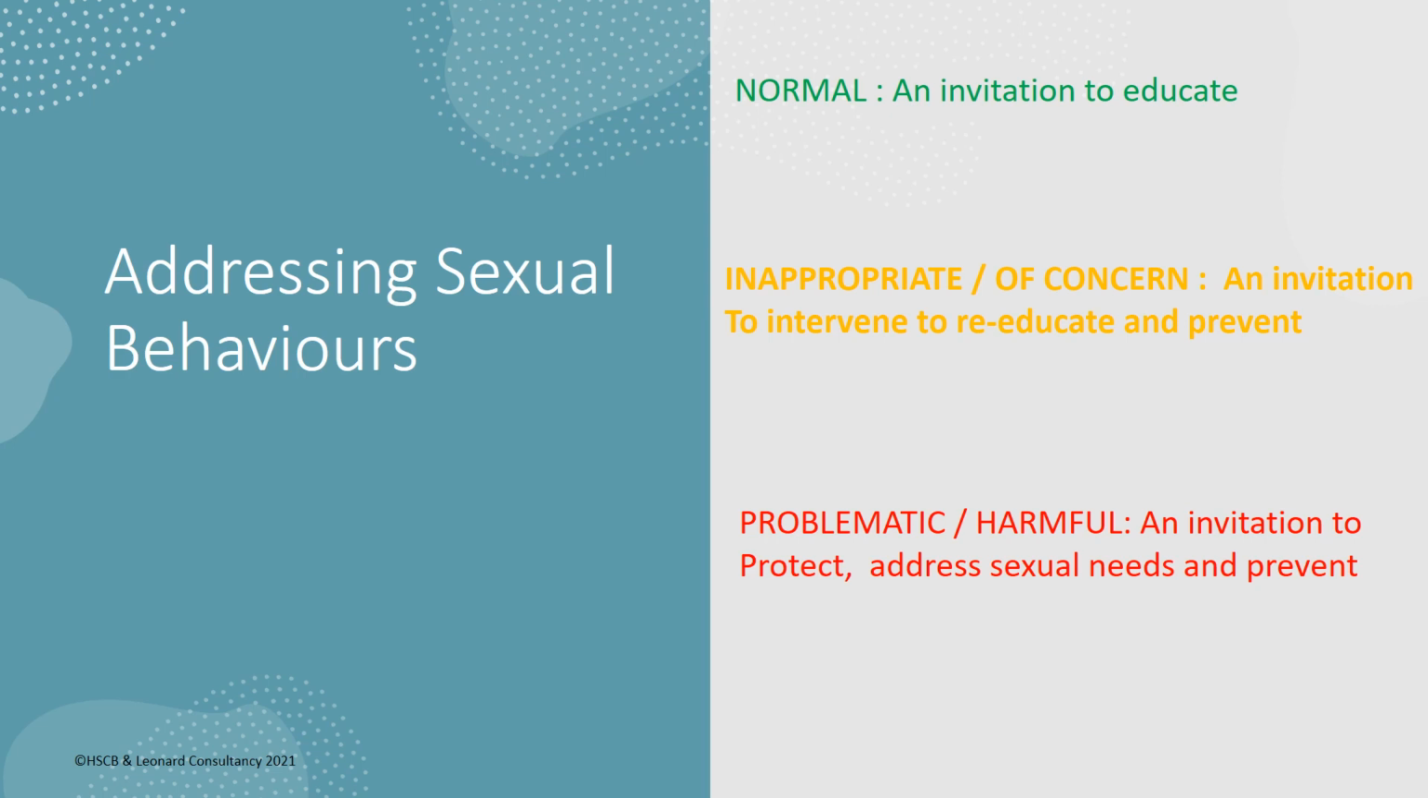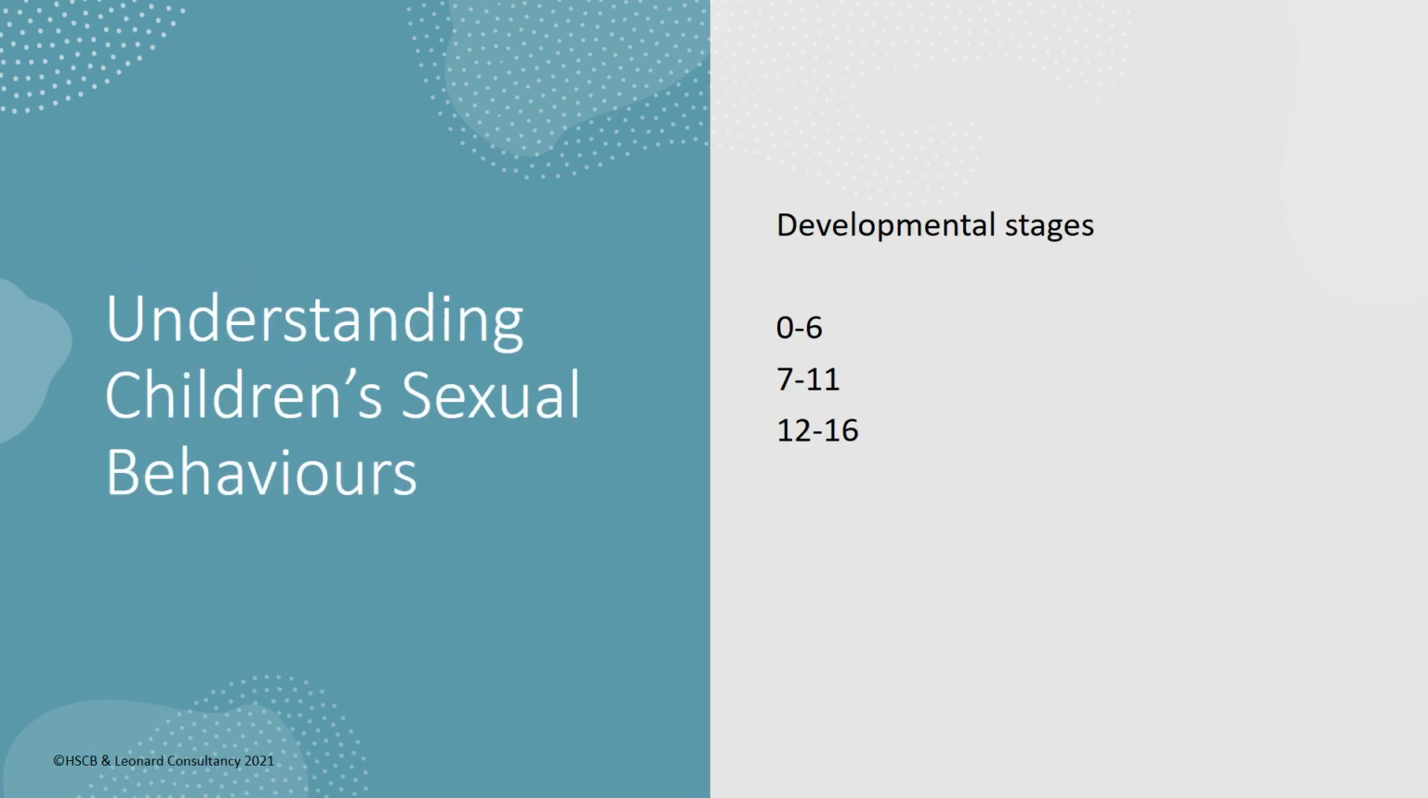So what I'm going to do then is take you through developmental stages. I've broken these down into the 0 to 6 age group, the 7 to 11, and the 12 to 16. And obviously then we've got the 16 to 18, but that's slightly different because of the age of consent. What I have done as well is break these down into looking at what is normal, what I would expect within that age group, what is of concern, and what is harmful.